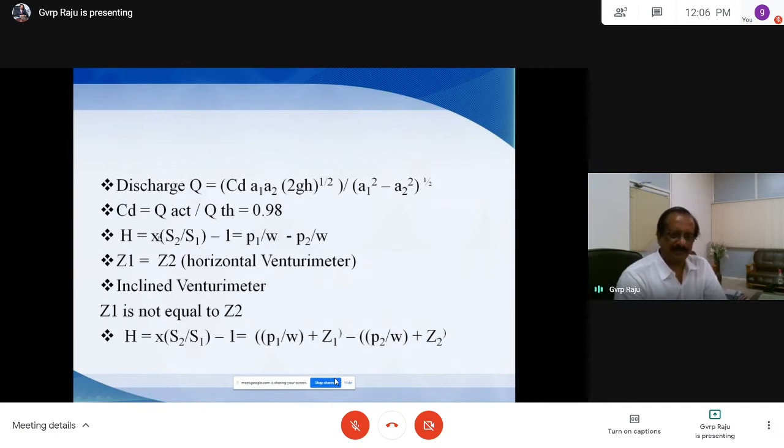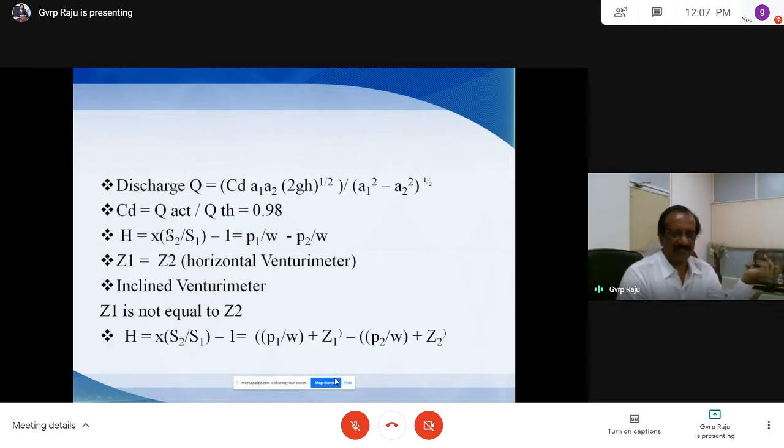You can have the value here. S2 is the specific gravity of the manometer liquid, and S1 is the specific gravity of the oil or water which is flowing through the pipe. So you can find out H is equal to x into (S2/S1 minus 1). The value of H is known, which is equal to the pressure difference. Here x is the mercury displacement in the manometer.